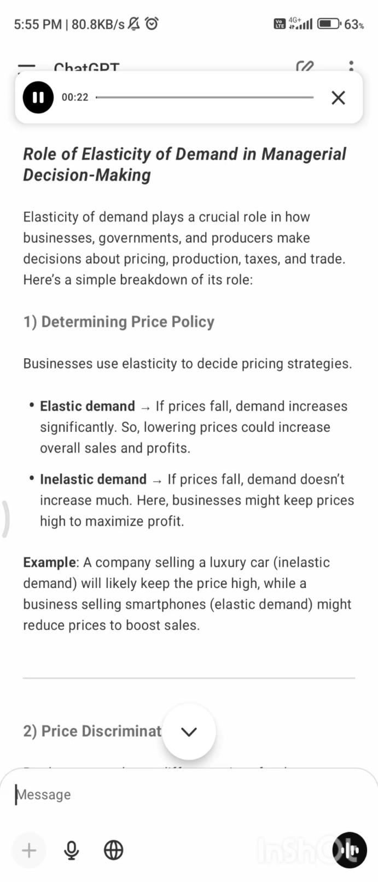Elastic demand: if prices fall, demand increases significantly. So, lowering prices could increase overall sales and profits. Inelastic demand: if prices fall, demand doesn't increase much. Here, businesses might keep prices high to maximize profit. Example: a company selling a luxury car with inelastic demand will likely keep the price high, while a business selling smartphones with elastic demand might reduce prices to boost sales.